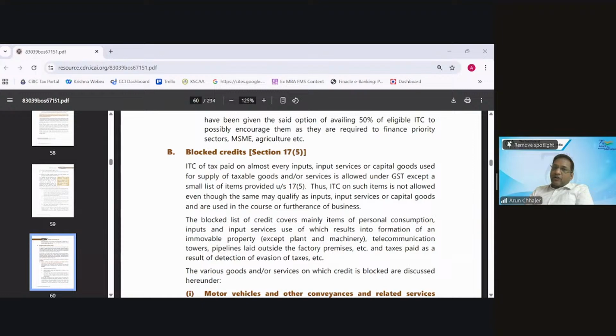Today we will start the concept of block credit. Before starting the discussion of block credit, tell me 3 transactions of block credit as per your understanding, which you can recall. Tell me any 3 transactions which have been blocked in section 17 subsection 5. Now you tell me any 3 transactions for which ITC is blocked under section 17 subsection 5.